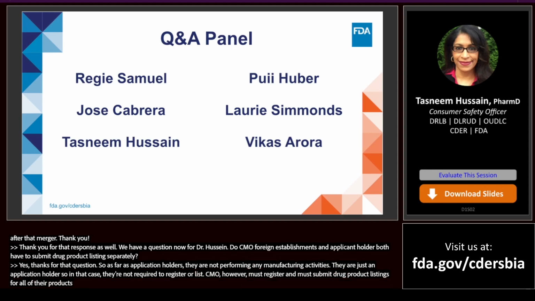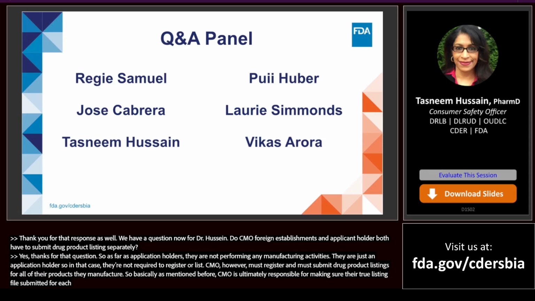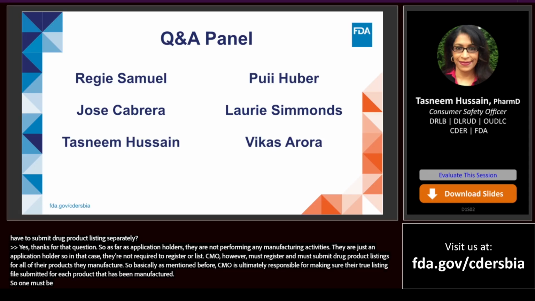So basically, as has been mentioned before, CMOs are ultimately responsible to make sure that there are 2 listing files submitted for each product that has been manufactured. So one must be under the CMO's name and NDC, and one must be under the PLD's, the private label distributor who's actually distributing the products, in the PLD's name and NDC.